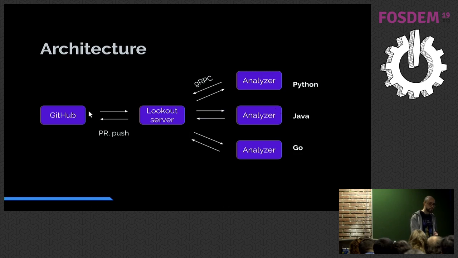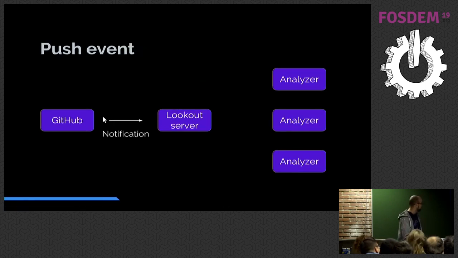So whenever something happens on GitHub, you have a push event, or your contributor creates a pull request. You find this through GitHub API and trigger specific functions in your analysis, which we, by the way, call analyzers, which is pretty straightforward. And when they detect problems, they report them back to the server, and in turn, Lookout server reports it as GitHub comments to GitHub through API.